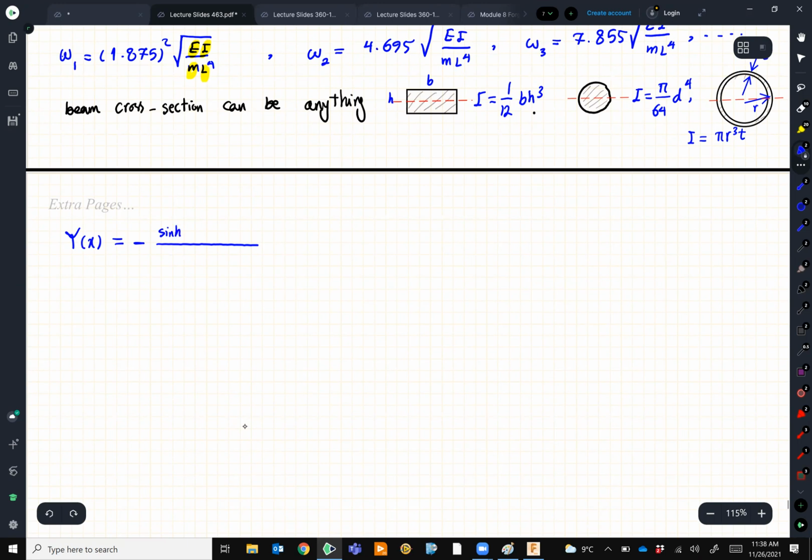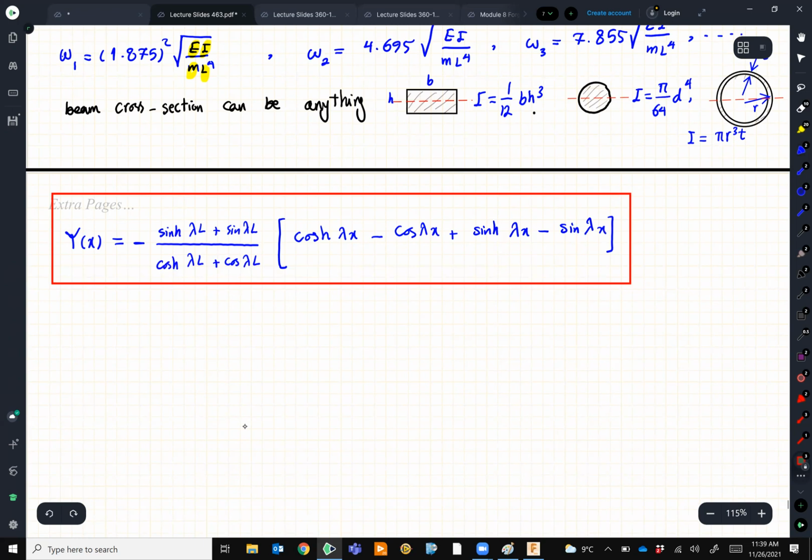So it is sine hyperbolic of lambda L plus sine lambda L, divided by cosine hyperbolic of lambda L and cosine lambda L, multiplied by cosine hyperbolic of lambda x minus cosine lambda x plus sine hyperbolic of lambda x and sine lambda x. So here is our y(x).